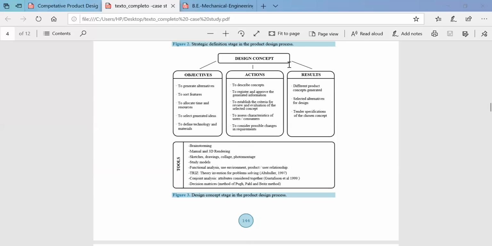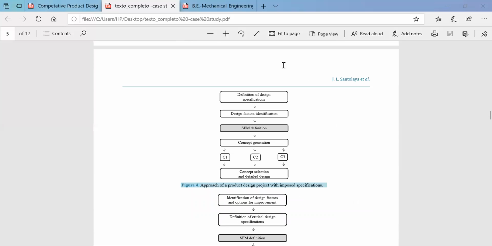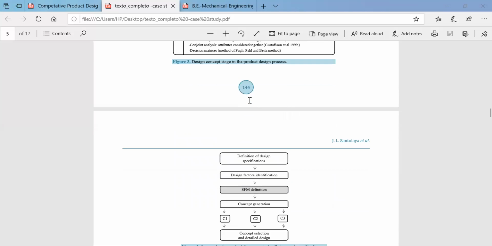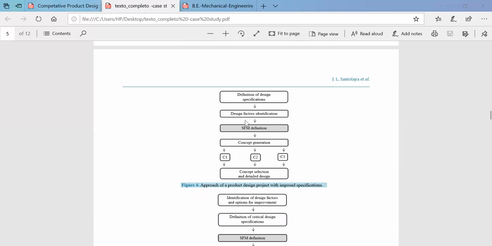Once the concept design has been done, it will go for the detailed design process. Here the definition of design specifications will come into the picture, right? So, definition of design specifications. You will generate the specifications in detail with bill of materials, everything for the conceptual design which has been selected. Then design factors will be identified.